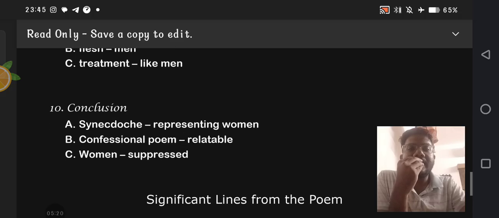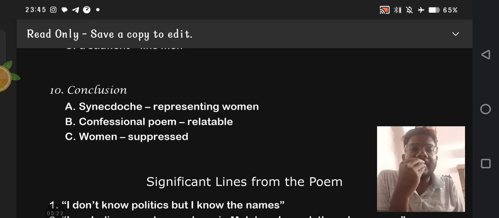discrimination. Then conclusion. So Kamala Das uses herself as a synecdoche representing women in general in a patriarchal society, typically an Indian society, as she is an Indian writer. So this poem is a confessional poem, since it talks about personal experiences from her life, which is relatable to the readers, which gives us an idea of how women were suppressed in a traditional society and still are suppressed.